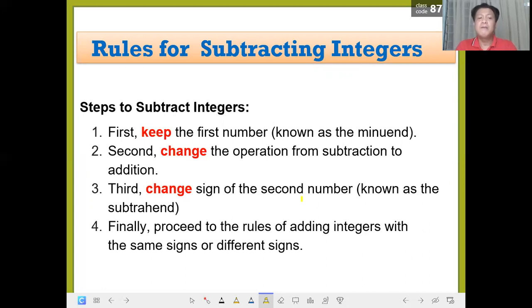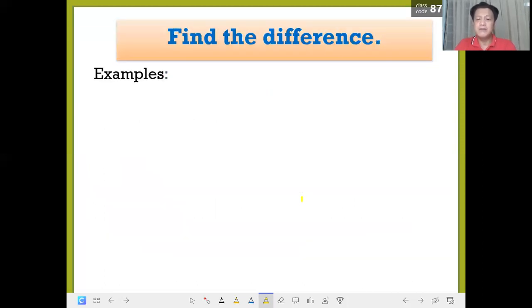So, kapag nagawa mo na yung step 1, 2, and 3, you can now proceed to the rules of adding integers with the same signs or different signs. Kailangan ma-recall natin yung rules if you're going to add with the same sign or different sign. So with that, eto ngayon yung acronym natin na susundan para madali natin matandaan: Keep, change, change. Meaning to say, keep the minuend, change the operation from subtraction to addition, and change the sign of the subtrahend. And then proceed to addition rule, whether same sign or different sign. Okay, with that, let's have example.